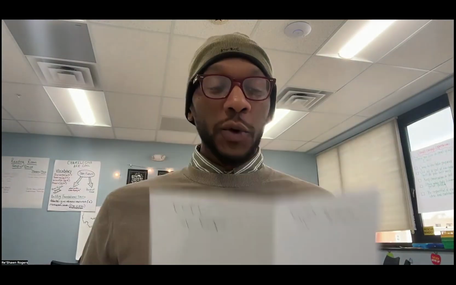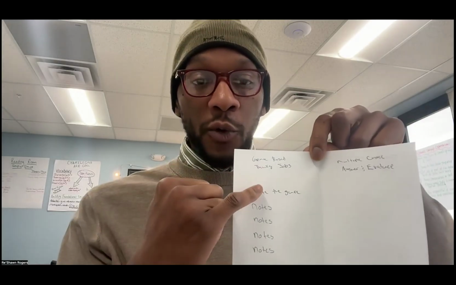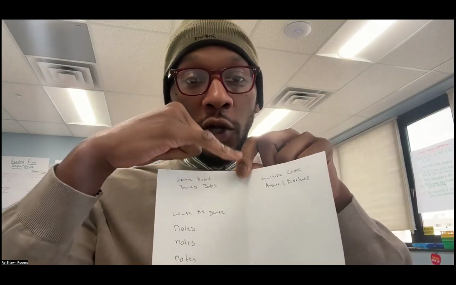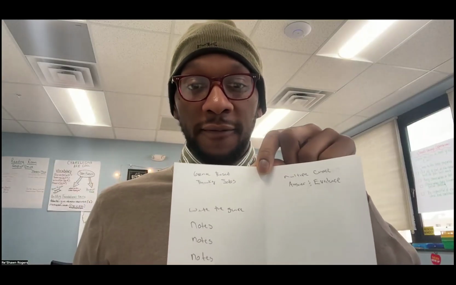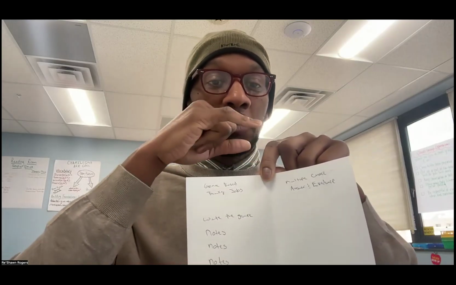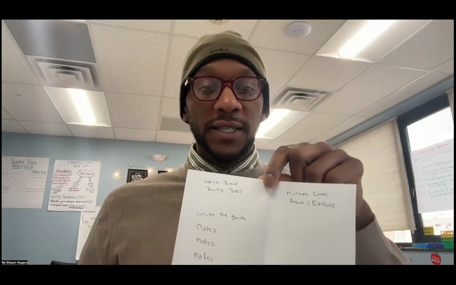One of the main things that I want to see you do a better job of on ELA day two is using your scrap paper. So the first thing you're going to do is fold your scrap paper in half, just like I have folded mine in half. Once your scrap paper is folded in half, on one side, you're going to write genre and thinking jobs. On the other side, you're going to write multiple choice, answer, and evidence. So one side, genre and thinking jobs, other side, multiple choice, answer, and evidence.